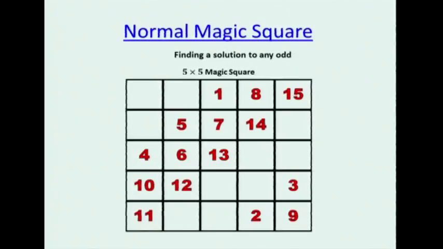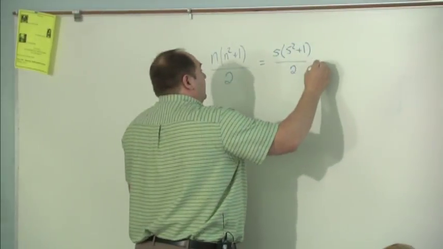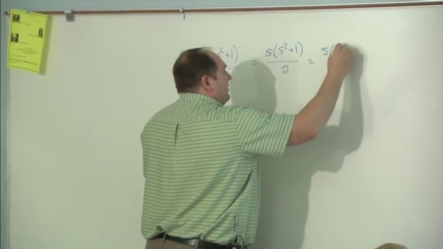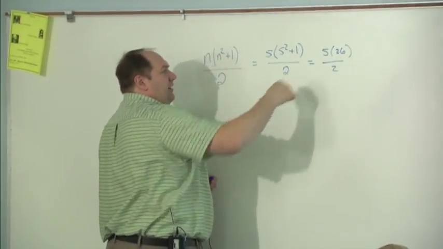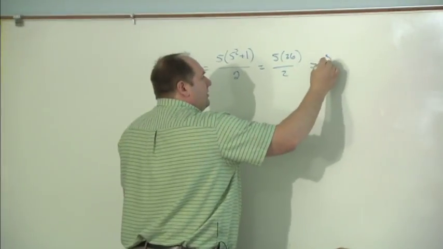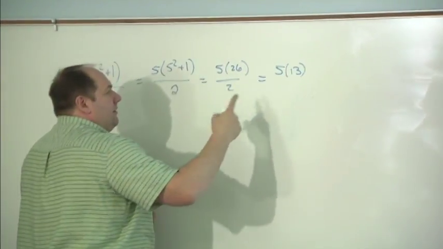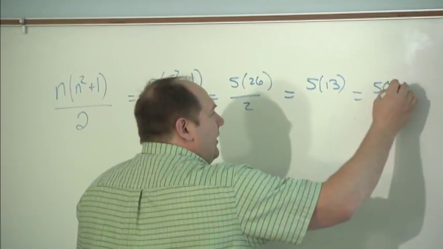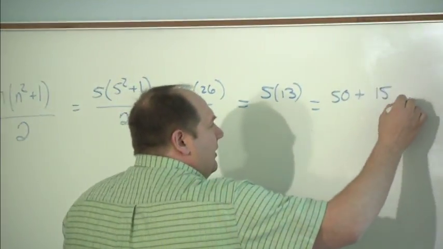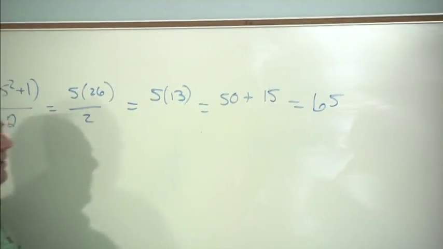So remember the general formula for the magic number of a magic square is n times n squared plus 1, divided by 2. This is a 5 by 5. So that's 5 times 5 squared plus 1, divided by 2. So this is 5 times 26 divided by 2. I'm going to cancel out the 26 and the 2 to make 13. So I have 5 times 13. 5 times 10 is 50. And 5 times 3 is 15. So that equals 65. How does that look, Mr. Lee?